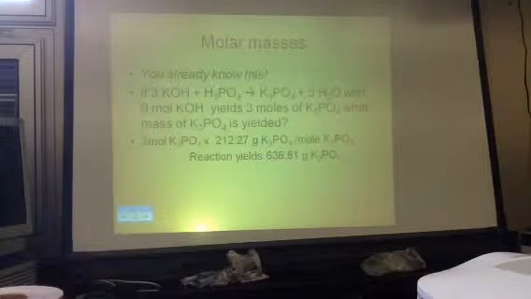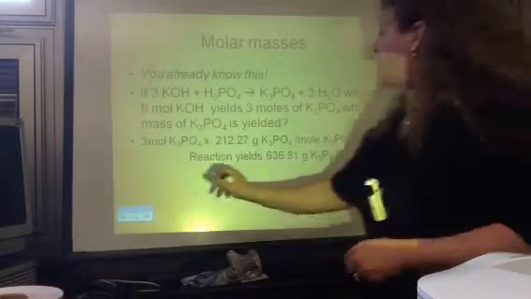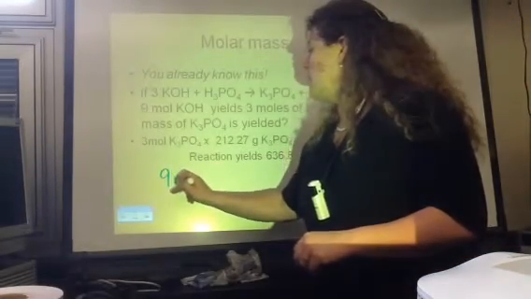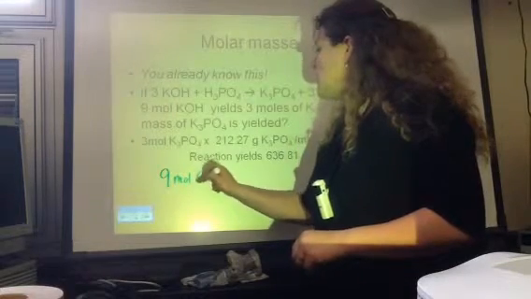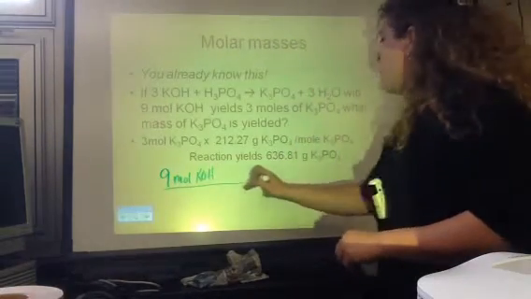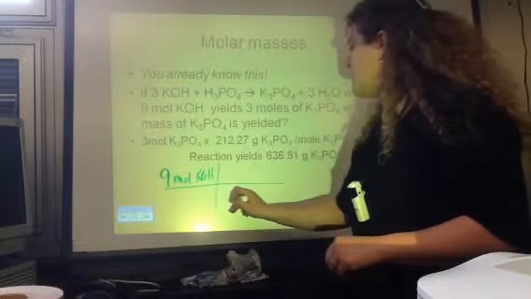Okay, molar mass. So now we want to think about how many grams of something can we produce? Or if we're given this many grams, how many moles can we produce? So we've got that same equation. 3 moles potassium hydroxide, 1 mole of phosphoric acid yields 1 mole of potassium phosphate and 3 moles of water. So we said we took 9 moles of potassium hydroxide. I'm going to write this down below here because this is going to be a long one. 9 moles potassium hydroxide. We set up a factor label that helped us figure out.